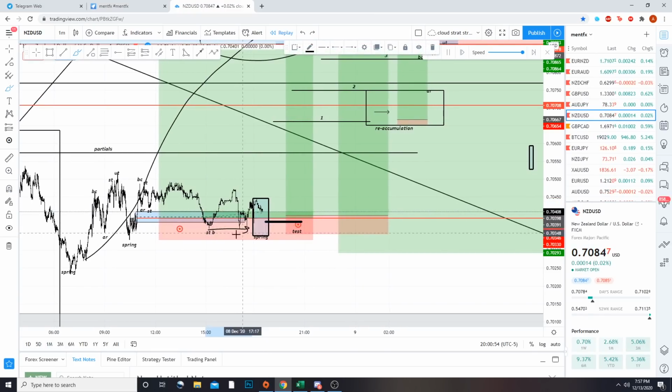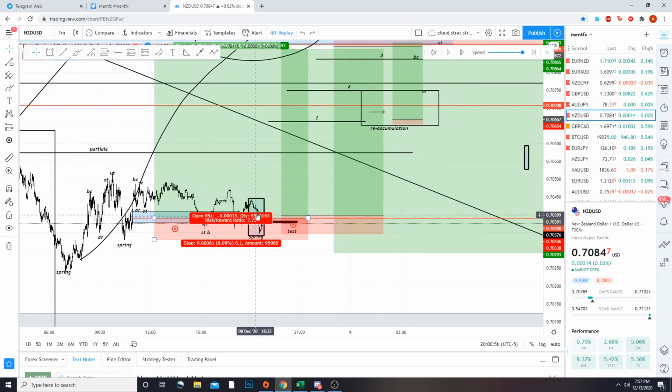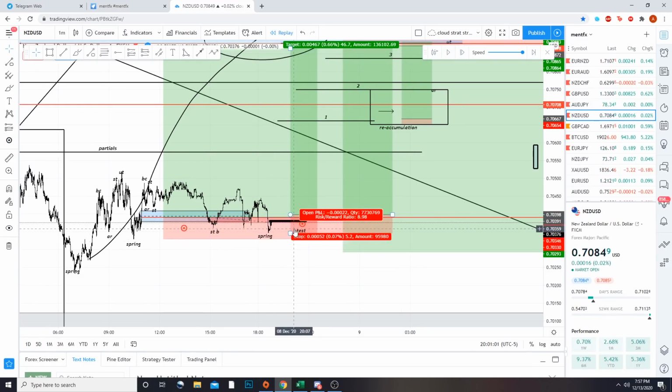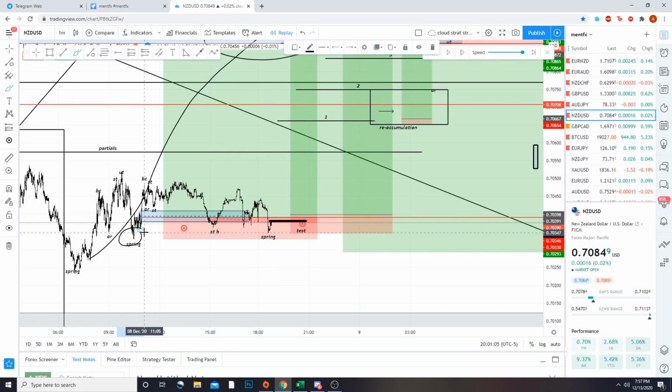That counts another ST and B. And now notice what happened. We had another spring, right, that came into this area. And what did that spring do? Well, this spring acted as the actual test of this spring, which was the test of this spring.